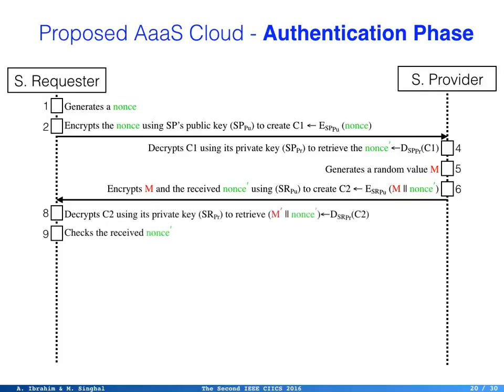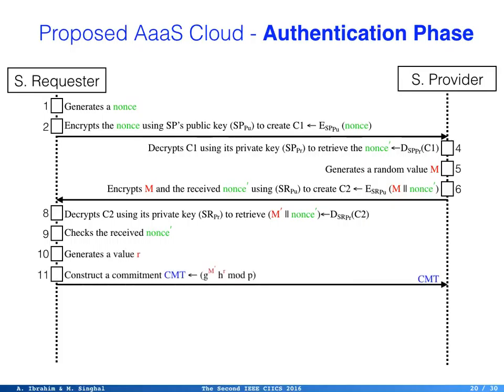The service requester can now decrypt C2 to retrieve the generated M and the nonce, and it then can check the received nonce to see if it does not match the nonce sent earlier. The authentication stops, and SR, the service requester, reports a failure status to the cloud. Otherwise, the protocol proceeds. The service requester then generates a value R and uses the values P, H, and G received from the cloud earlier to construct a commitment CMT. It then sends the commitment to the service provider, indicating that it knows M without revealing the value of M.